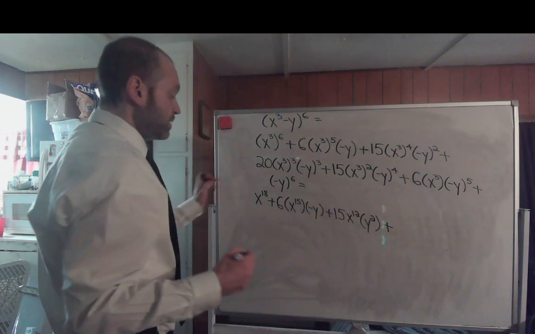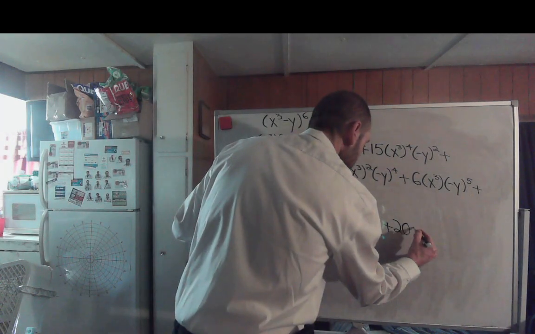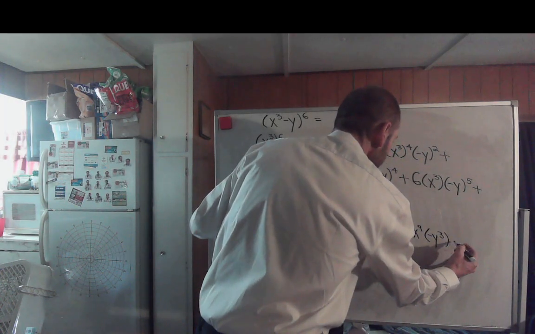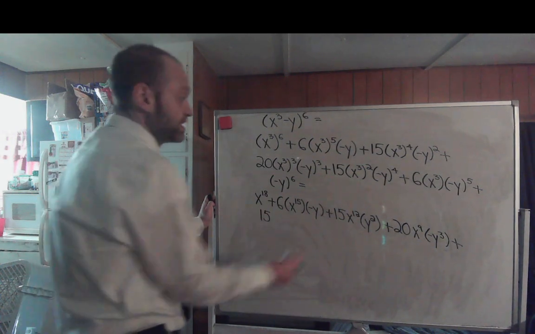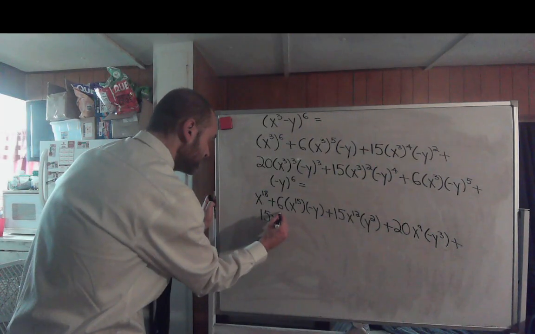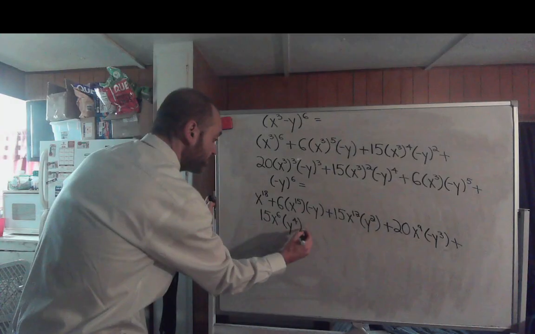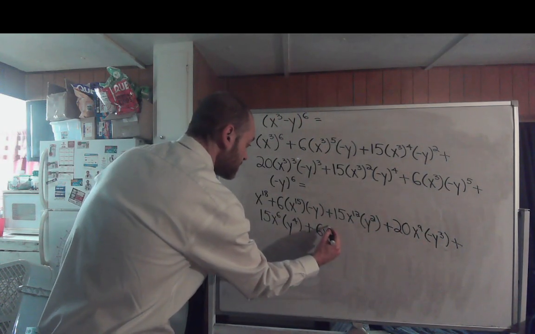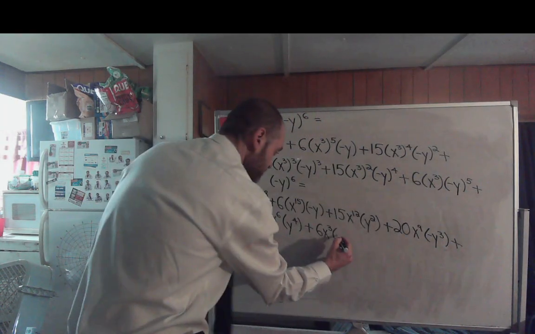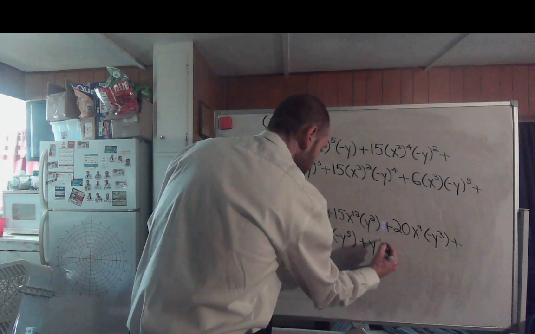Plus, we have 20 times x to the third, that would end up being x to the 9th, times my negative y raised to the third, well, that would just be negative of y to the third, plus, we have that 15 times x to the third raised to the second, that ended up being x to the 6th, times negative y raised to the 4th, well, that would just turn into y to the 4th power, plus we have 6 times x to the third times that negative y raised to the 5th, that would just turn into the negative of y to the 5th, plus negative y to the 6th, which would just become positive y to the 6th.